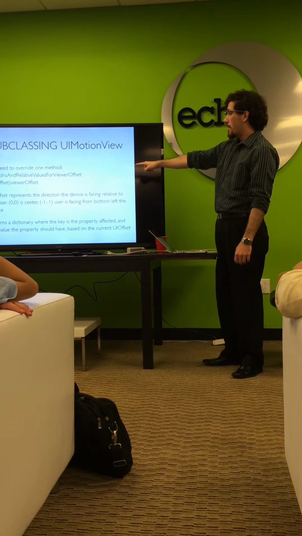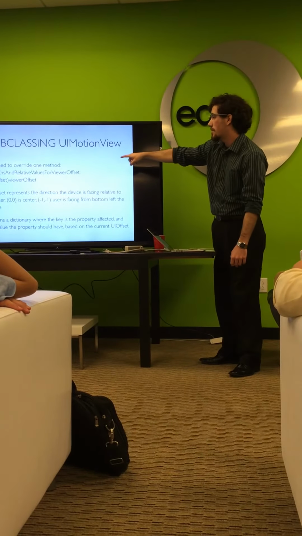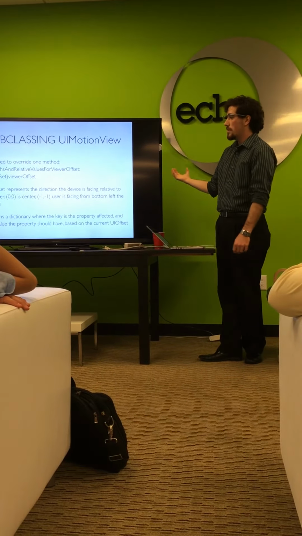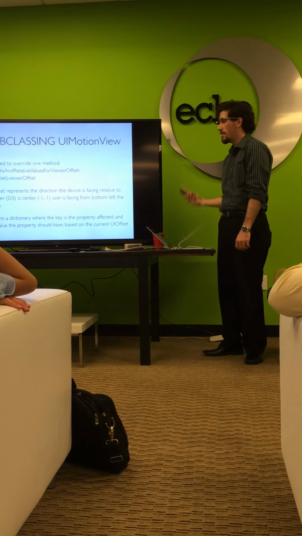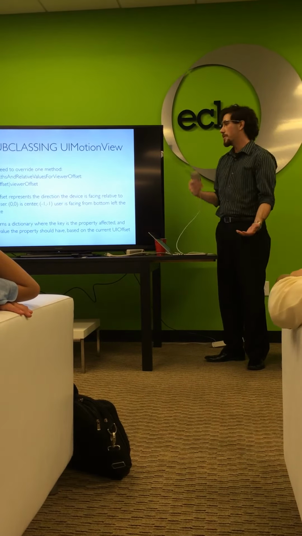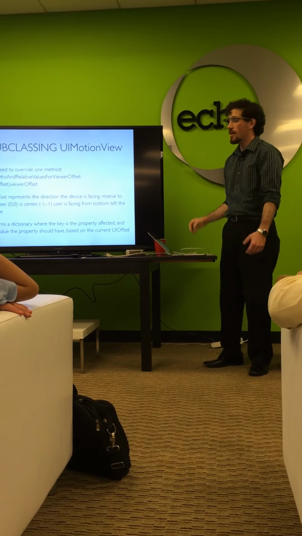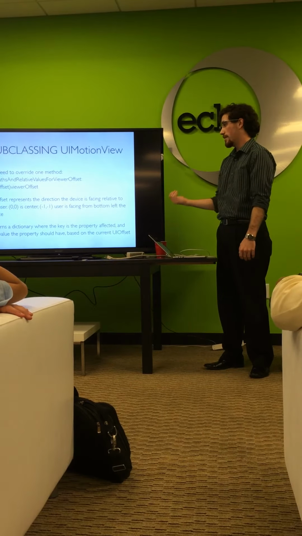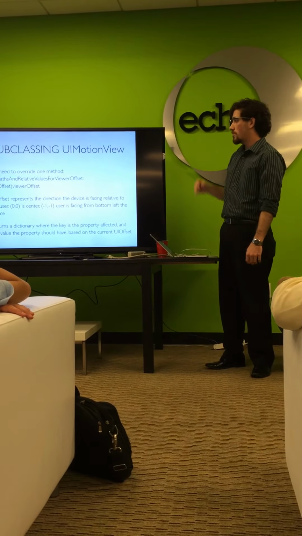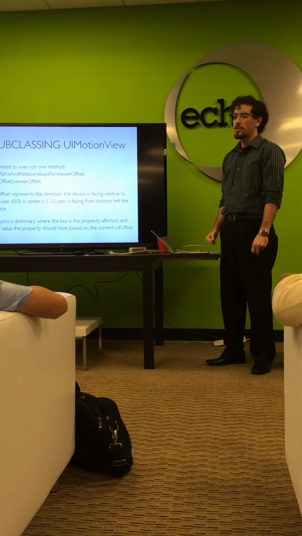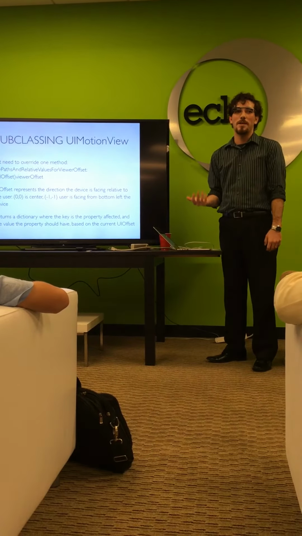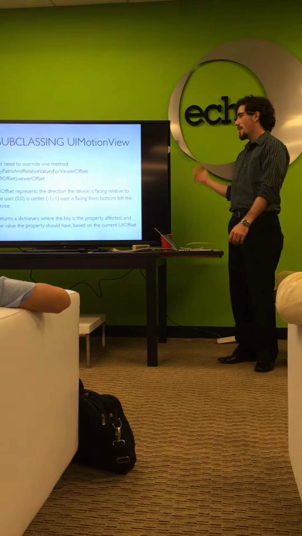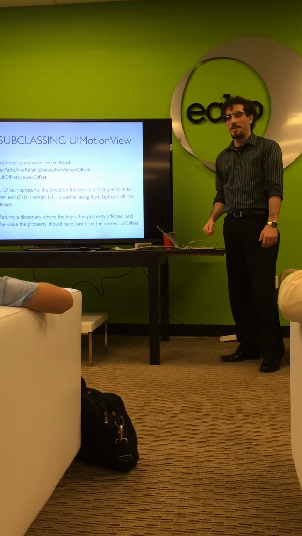If you're creating a subclass, you just need to override one method, keyPathsAndRelativeValuesForViewerOffset, where they give you the offset whenever this value changes, and you do any calculation and return a dictionary, which is supposed to be the key path of the property that you're modifying, and the value. I'm not going to go too much into detail, because I couldn't even think of an instance where it makes sense to subclass it. UIInterpolatingMotionEffect just takes care of everything that I tried to do on the creative side.